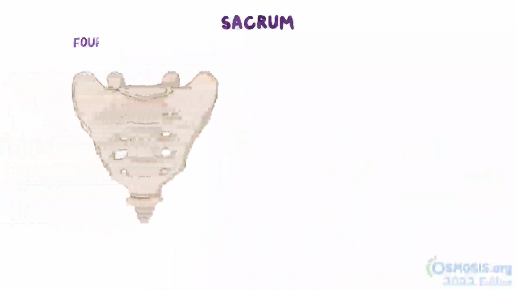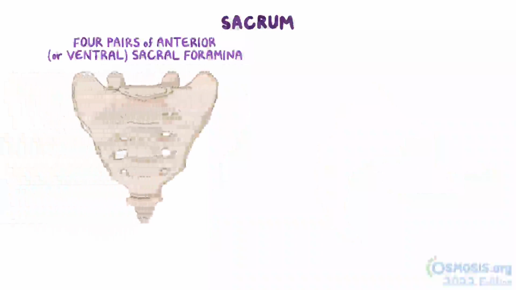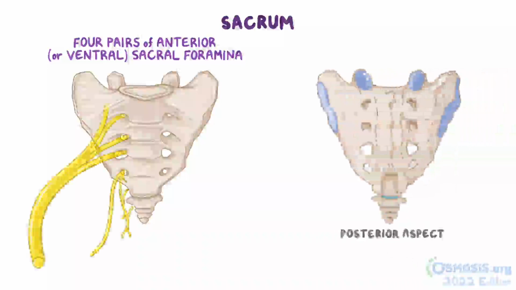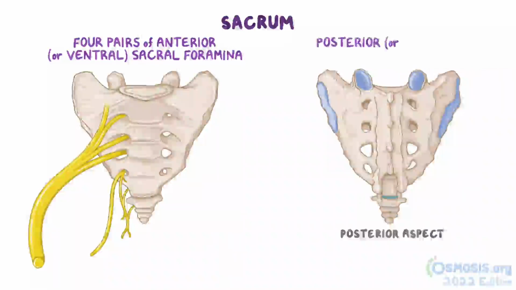Inferiorly, we can see 4 pairs of anterior or ventral sacral foramina that lie lateral to each vertebral body and allow for the passage of the anterior rami of sacral spinal nerves. These foramina extend to the posterior aspect of the sacrum. From a posterior aspect, they are referred to as the posterior or dorsal sacral foramina.